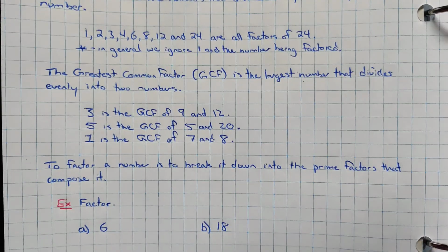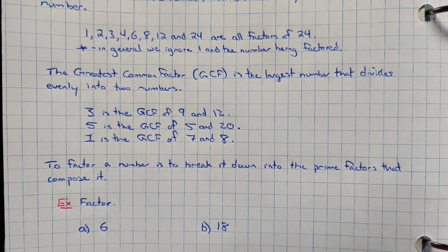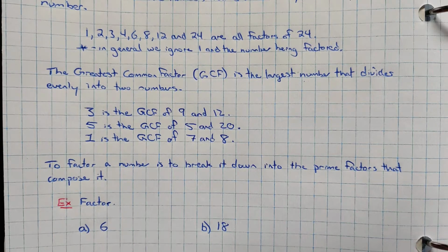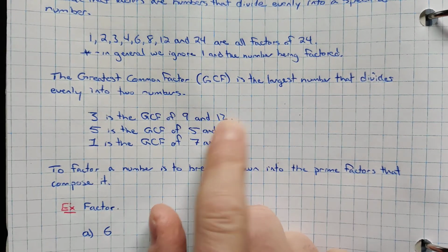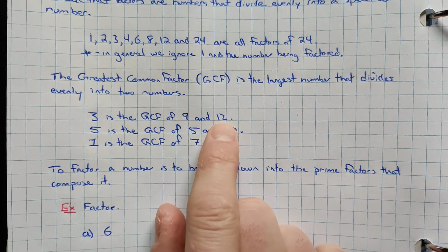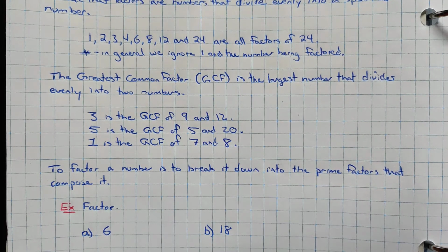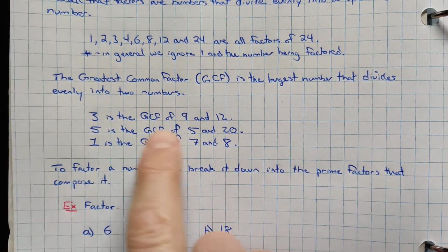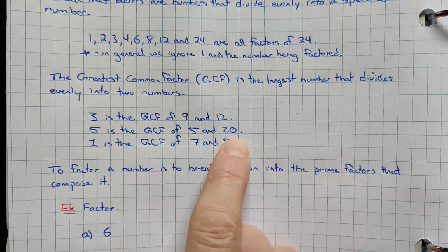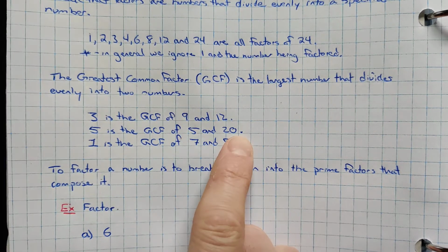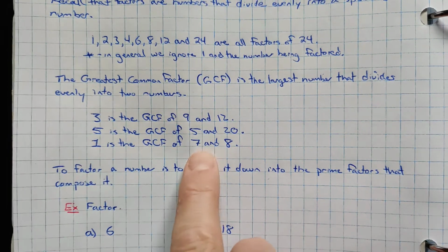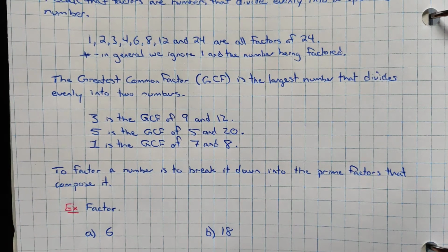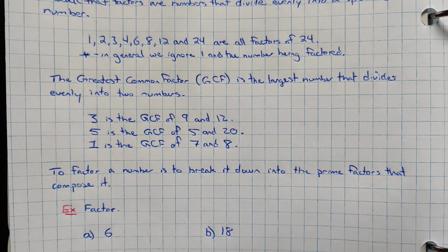Also recall that the greatest common factor, or GCF, is the largest number that divides evenly into two numbers. So 3 is the greatest common factor of 9 and 12. It's the biggest factor of both 9 and 12 that works. 5 is the greatest common factor of 5 and 20. 5 is a factor of 5, 5 is a factor of 20, and it's the largest one. 1 is the greatest common factor of 7 and 8. That's the biggest number you can divide both of those by evenly.